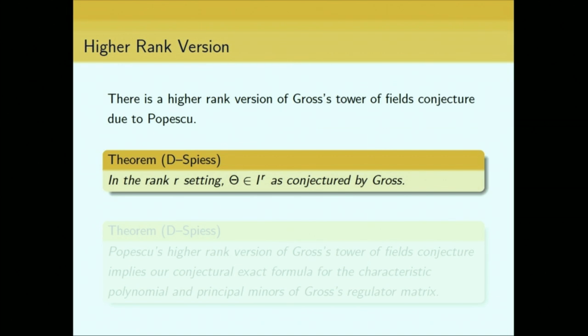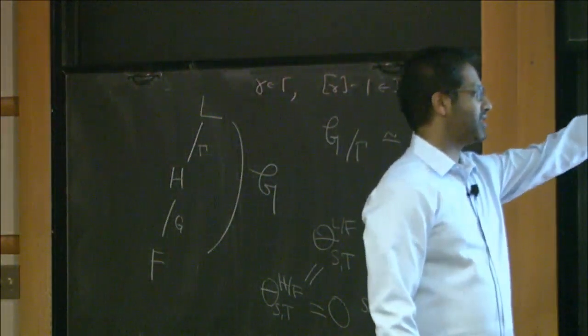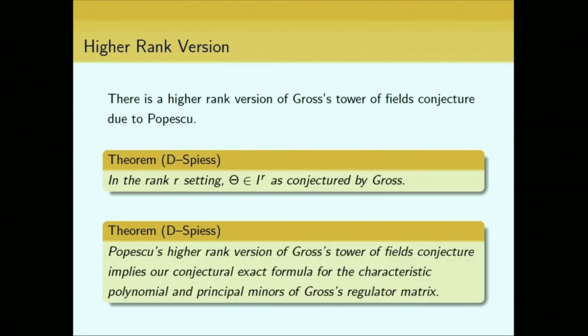And the proof, right, isn't as trivial as this proof. It uses the Eisenstein cocycle. And this should not be called a theorem. This is like theorem star. We haven't proven this, but my guess is that this is true, that the higher rank version of Gross's Stark conjecture should imply our conjectural exact formula.